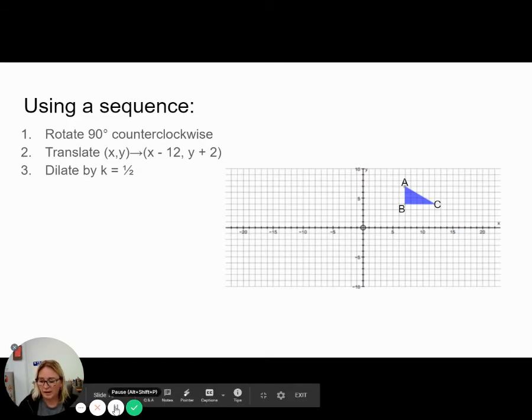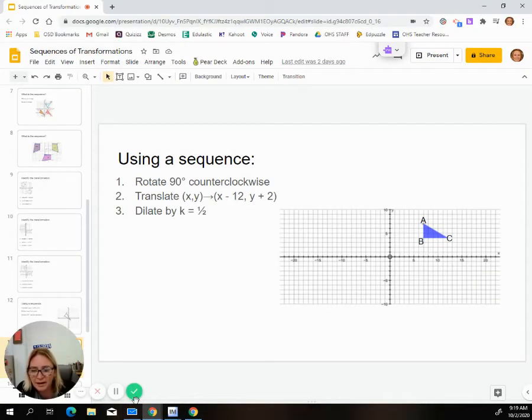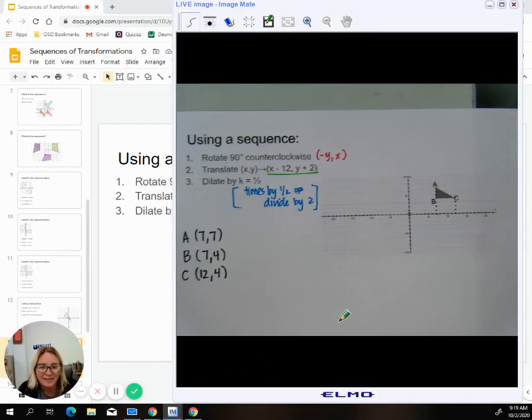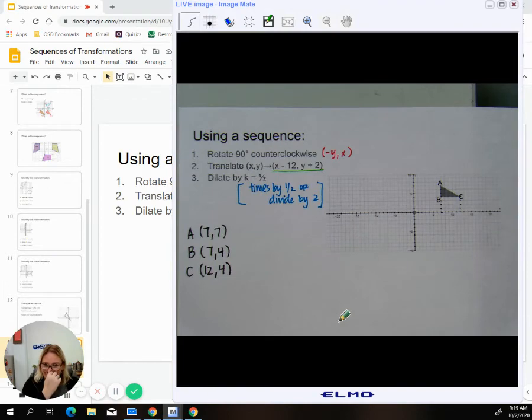Okay, so hopefully you were able to get your stuff set up. I am going to pull up my other screen again. Okay, and you'll see that I wrote my rules out. I kind of went color-coded so that I could keep myself straight, and I found my original points A, B, C. Okay, so we're going to work through this together.